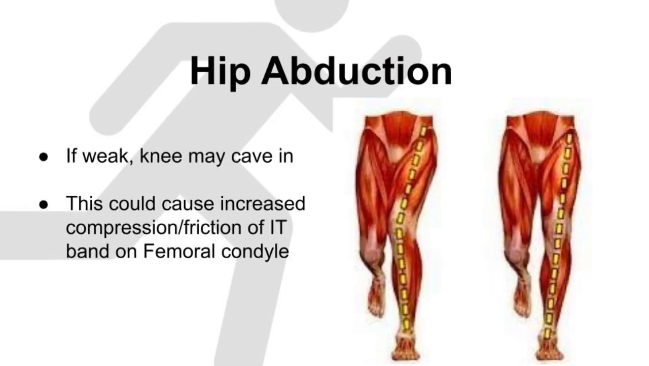If the glutes are weak, the knee tends to cave in. And as you can tell from the anatomy, the IT band's on the outside. So if the knee starts to cave in, that compression and that friction on the femoral condyle will get greater. So that's why the hip abductors are very important for treatment of IT band and commonly weak in this syndrome.